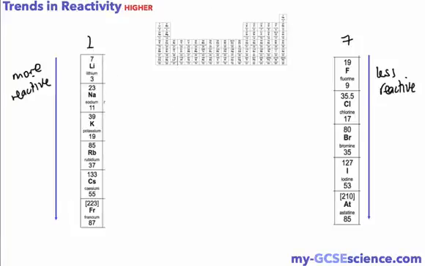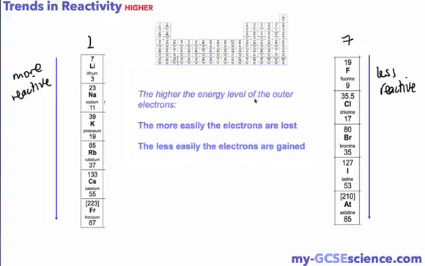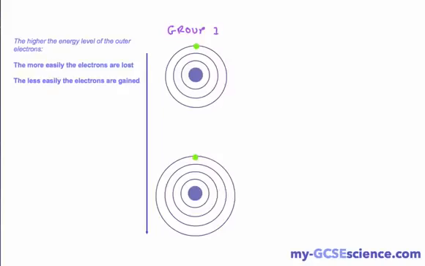Now, the key thing that you need to remember is that you have to be able to explain this, and the key thing you should remember is that the higher the energy level of the outer electrons of the atoms, the more easily the electrons are lost and the less easily the electrons are gained. And you should be able to use this to explain why fluorine is less reactive than iodine, and also the same idea in this little paragraph or couple of sentences to explain why cesium is much more reactive than sodium. So let's have a closer look at the atoms.